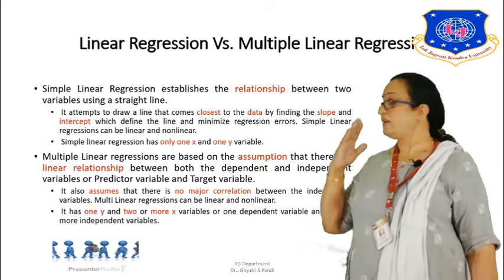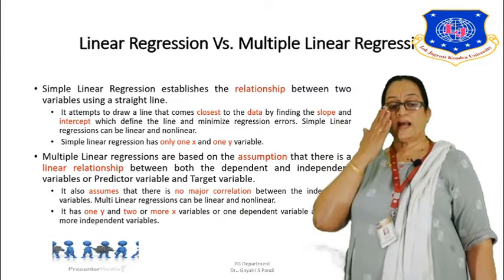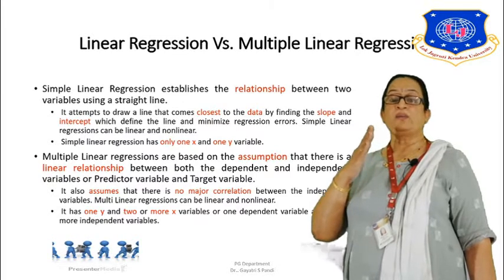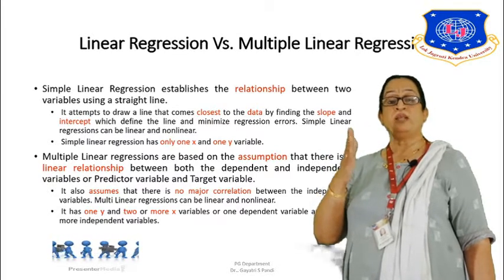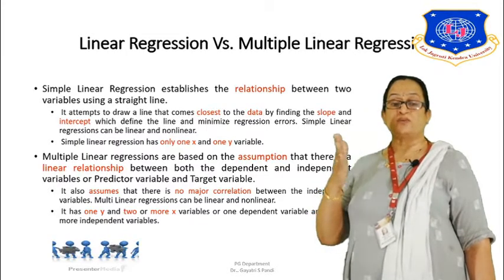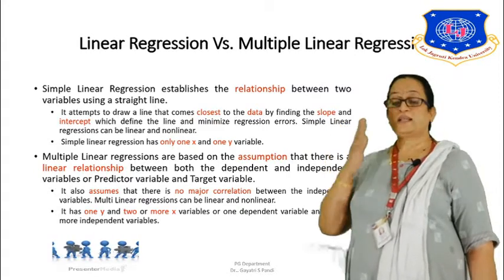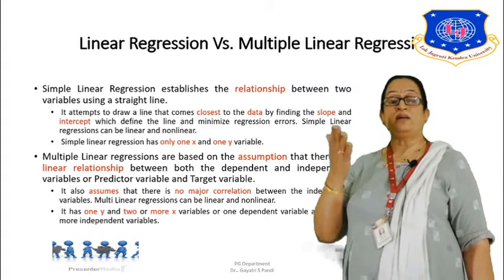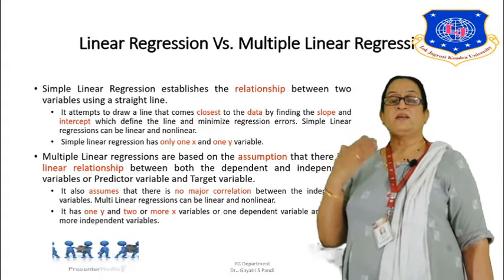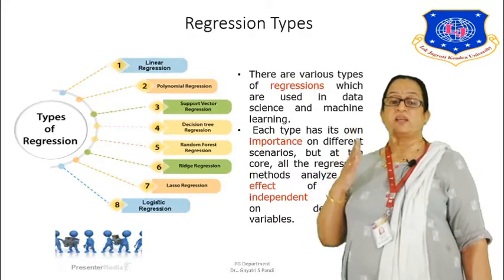So multilinear regression, as I told you, can be linear or it can be non-linear. Now it has one y and it should have a minimum of two x values to call it multilinear. More than two is also possible. And as I told you, one dependent and more than one independent values, right? So they are termed as multilinear. Now these are the various types of regressions, right?